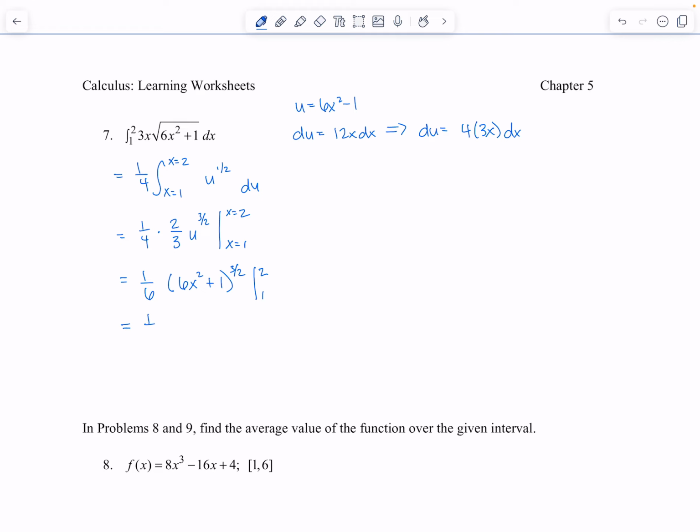And so we'll have 1/6 times 6 times 2 squared plus 1 to the 3/2 minus 1/6 times 6 times 1 squared plus 1 to the 3/2. Simplifying these, we'll have 125/6 minus the square root of 343/6, which is approximately 17.75.